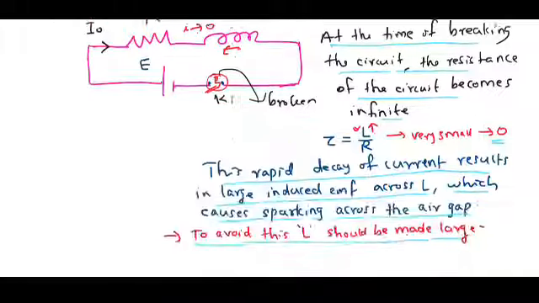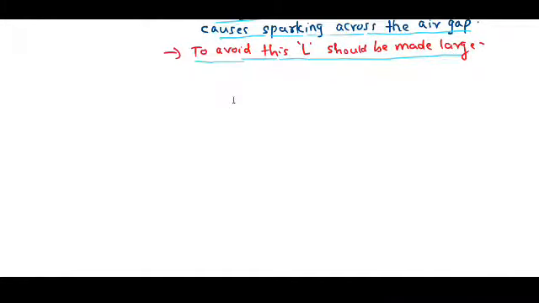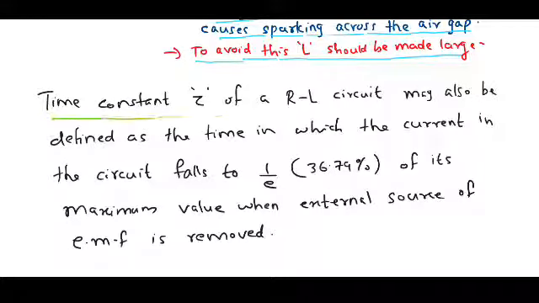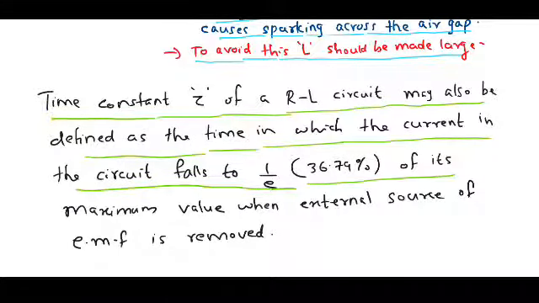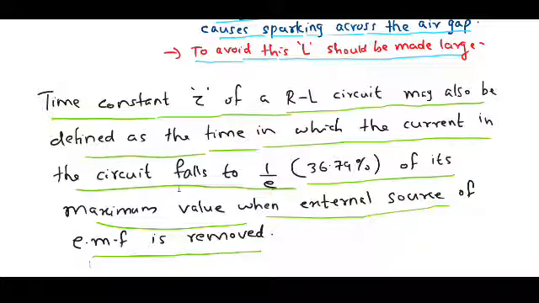Okay, that also we can note down: the time constant tau of an RL circuit may also be defined as the time in which the current in the circuit falls to 1 by E, that is 36.79% of its maximum value when the external source of EMF is removed. In this way also you can define your time constant or the relaxation time.